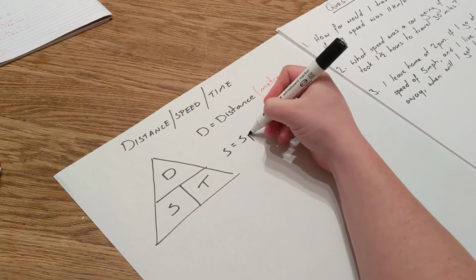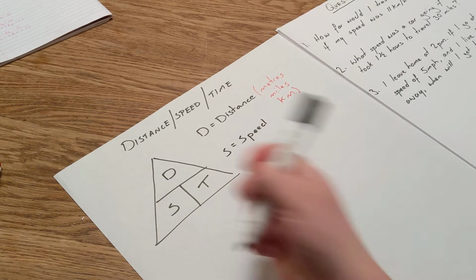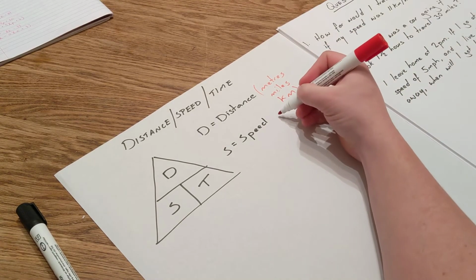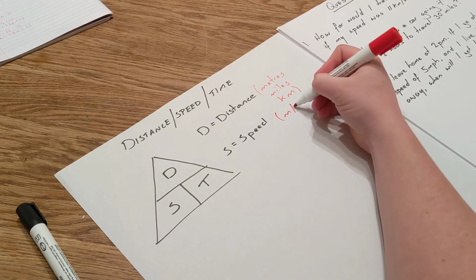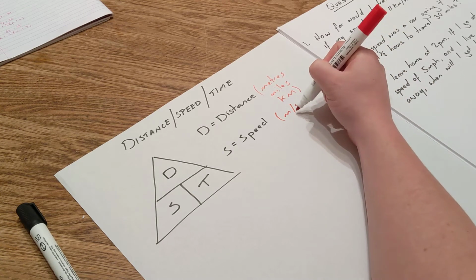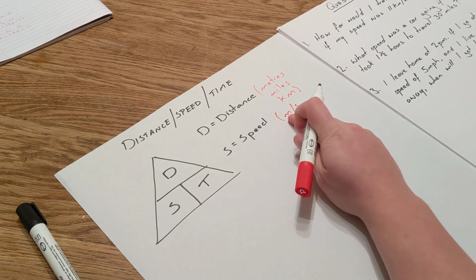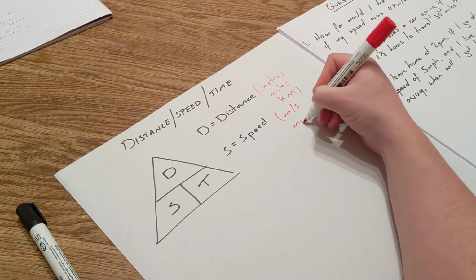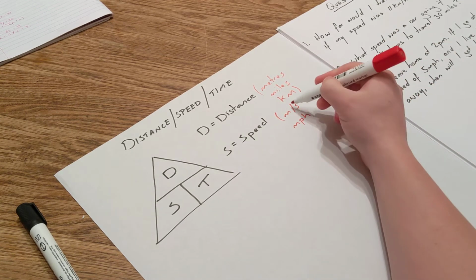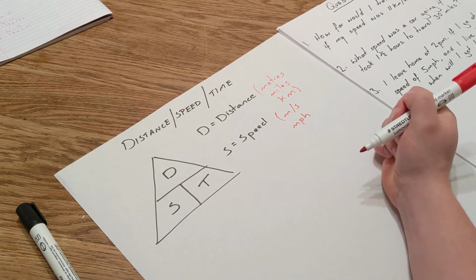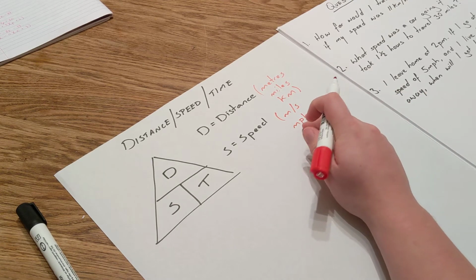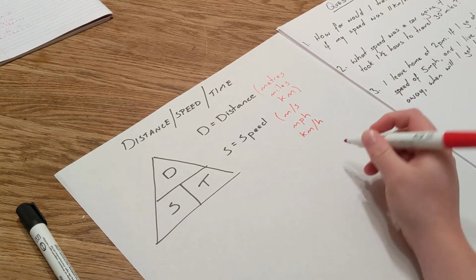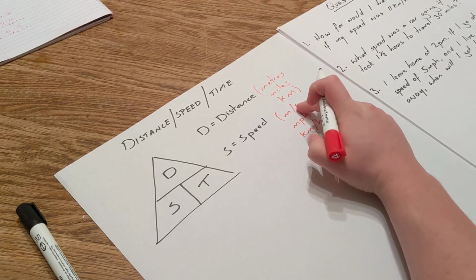Okay, now our S equals speed. And again, we've got a bunch of different units we could use for our speed. Okay, so we could have meters per second. This little slash here, that means per. So that's meters you're travelling every second, per second. We could have miles per hour. So instead of doing the slash, we can also write a P for per. But we tend to only use that P when it's miles per hour.